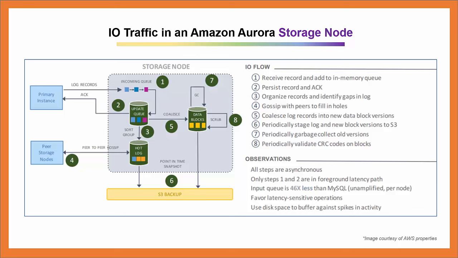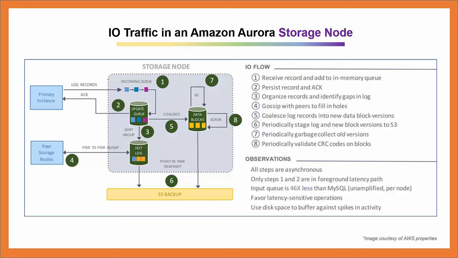Some things to note. The input queue is 46 times less than in MySQL I/O, unamplified per node. They get the foreground latency path done in the first 2 steps out of the way, making everything else asynchronous. The storage tier is multi-tenant, so there's going to be patterns in high usage and low usage during the day on that storage tier.